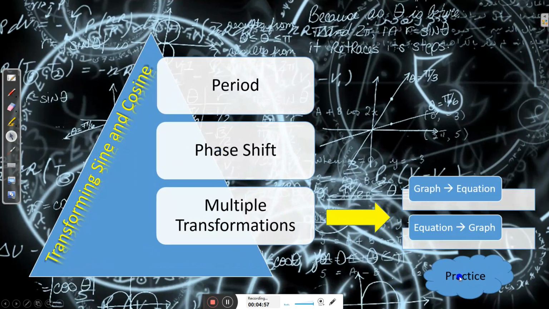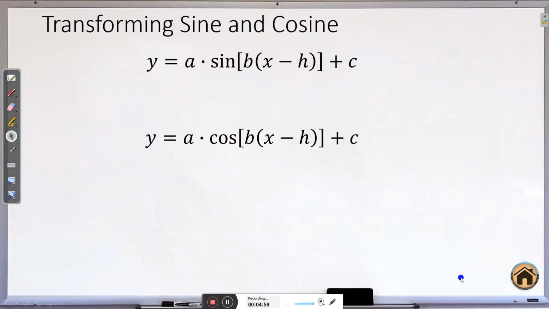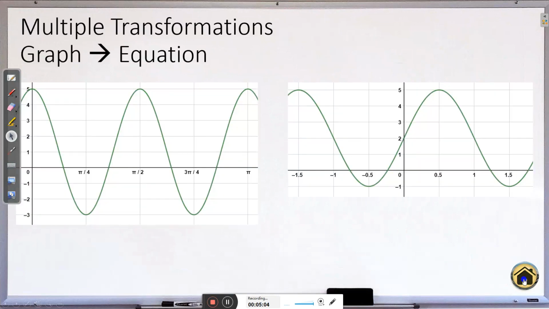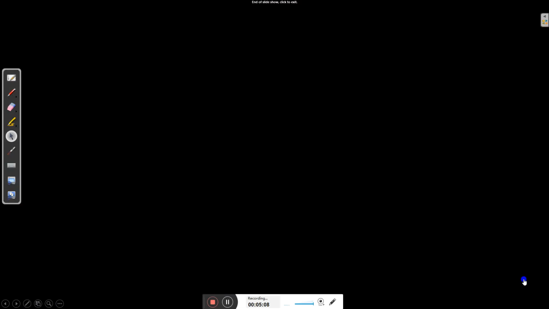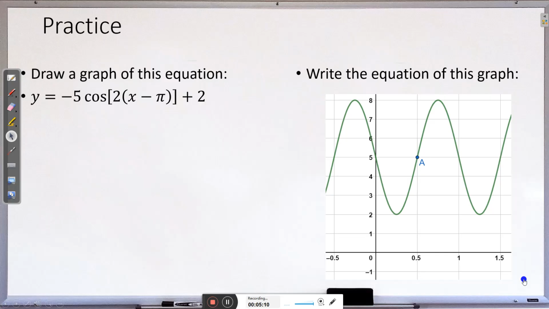Let me give you a few more to try out. Try these 2 problems out. See if you can get those. One of them is going from an equation to a graph. The other one is going from a graph to an equation. Good luck.